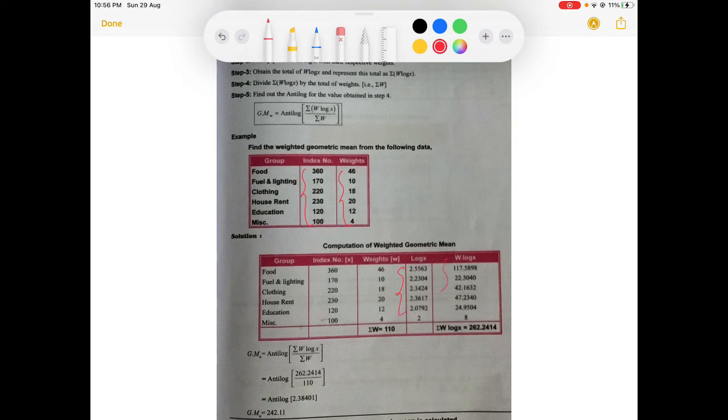Then we multiply the weights with the log x value, and then we add all the weighted log x values. This we will take in the numerator here. The sum of the weights is 110, which we take in the denominator here. So 262.2414 divided by 110 gives us 2.38401. Therefore, our weighted geometric mean is 242.11, because we have to take the anti-log of this. So the anti-log value is 242.11.